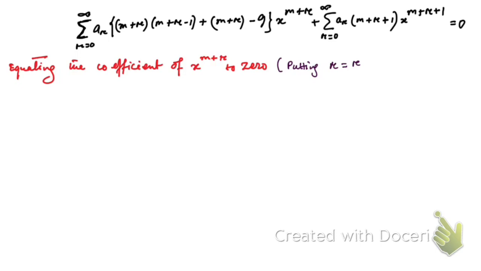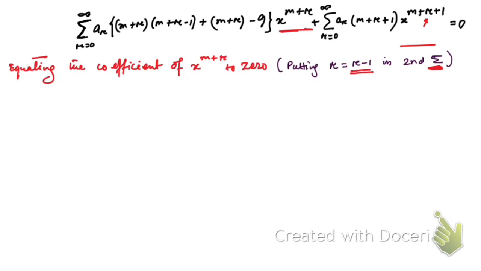Then putting r equal to r minus 1 in the first summation, and in the second summation, as you can see, this is already x to the power m plus r, so I need to put r equal to r minus 1 only in the first. If you put r equal to r minus 1, then m plus r minus 1 plus 1 is going to give you m plus r, x to the power m plus r. So that's what we have done. So instead of using this symbol, write the second summation in words.